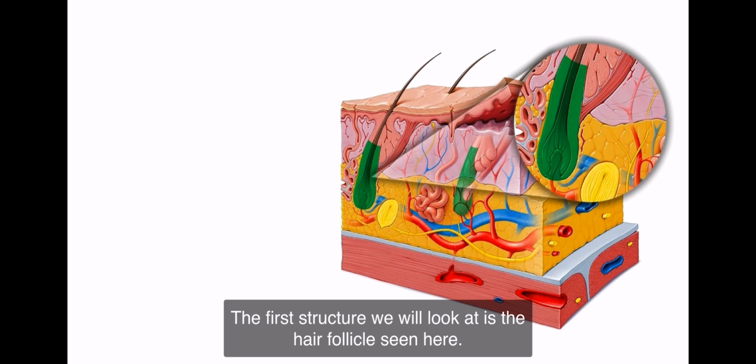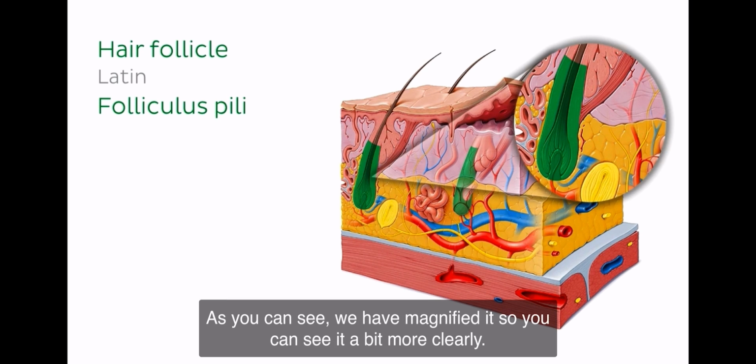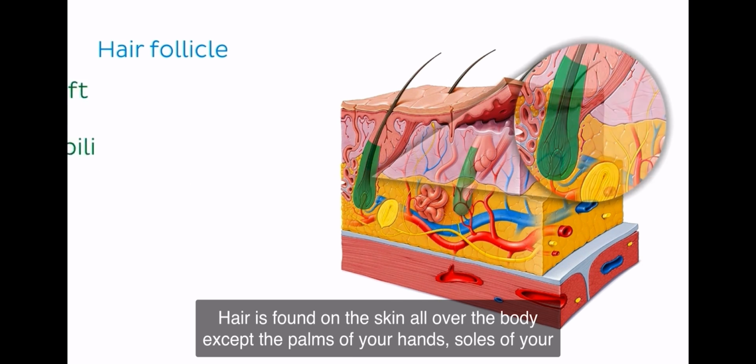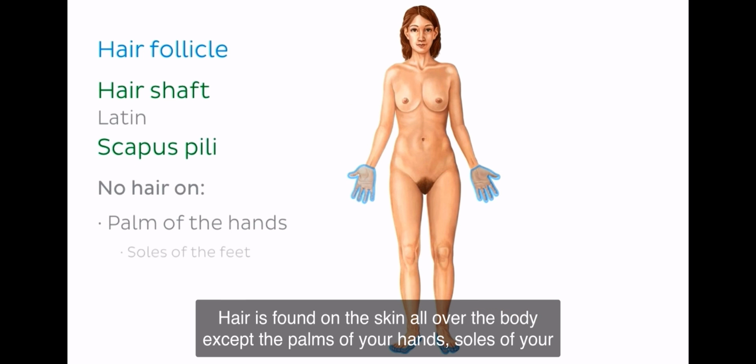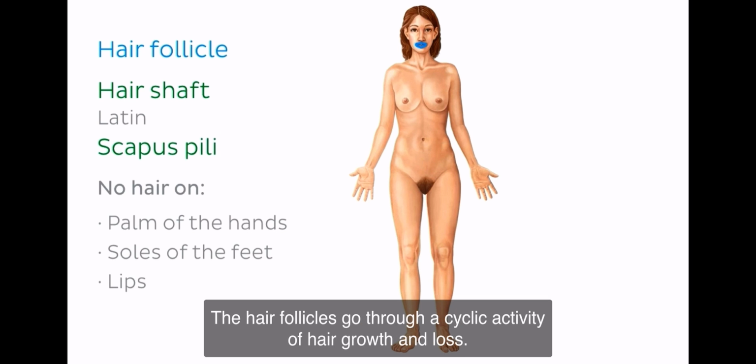The first structure we will look at is the hair follicle, seen here. As you can see, we have magnified it so you can see it a bit more clearly. The hair follicle is a sac-like downgrowth of the dermis and epidermis, out of which hair grows. Hair is found on the skin all over the body except the palms of your hands, soles of your feet, and also your lips. The hair follicles go through a cyclic activity of hair growth and loss.